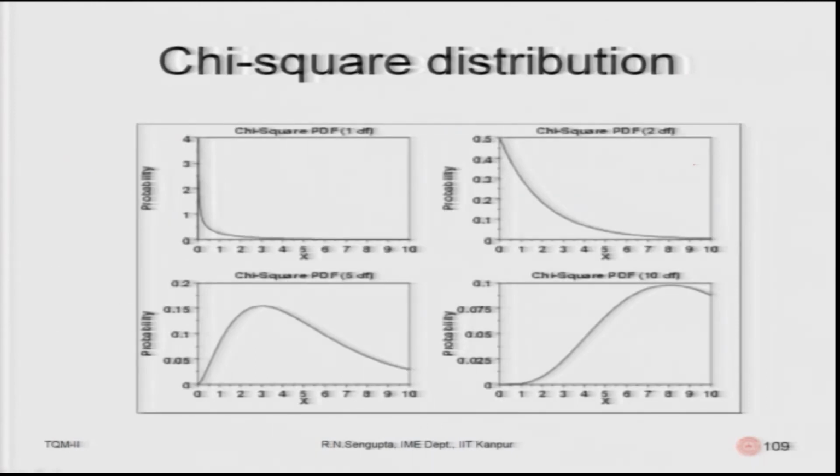Depending on the degrees of freedom, whether 1 or 2 or 5 or 10, the distribution would take the shape as given. Along the x axis you have the chi-square values, and along the y axis you have the PDFs corresponding to the chi-square.